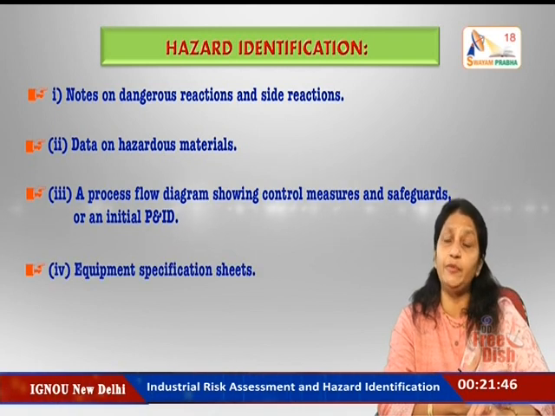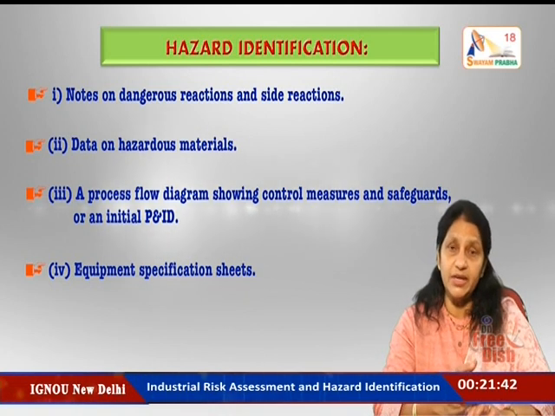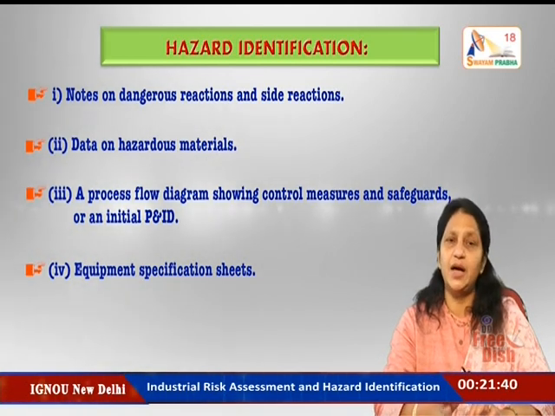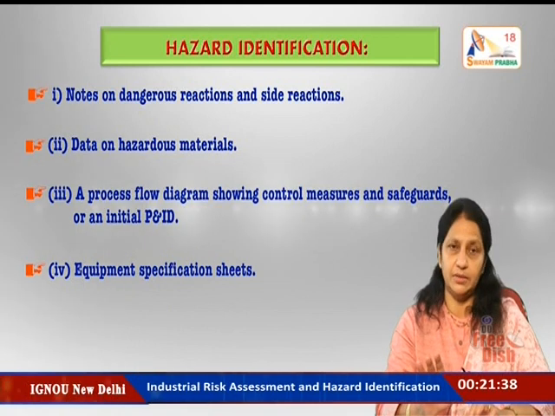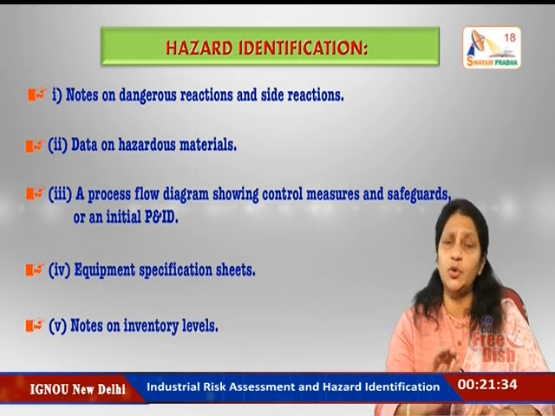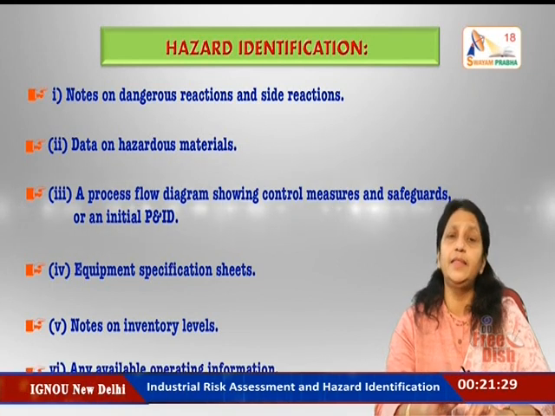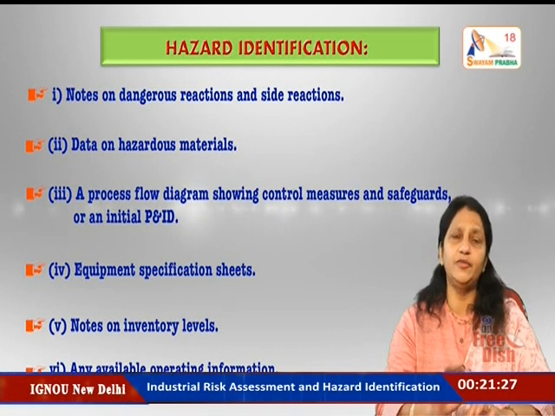And also sometimes the equipment specification should be properly acknowledged on sheets of paper, or we have to paste it on the walls in that particular area. And notes on the inventory levels, this is the most important checklist of any industry. And then any available operating information also has to be displayed.